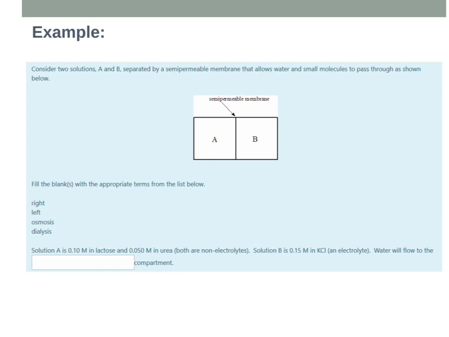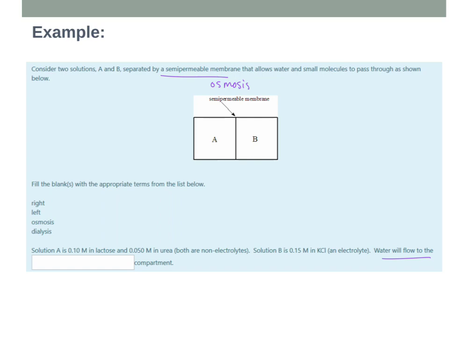So here's something you might see in my class. Consider two solutions, A and B, separated by a semi-permeable membrane. That's your clue that we're talking about osmosis here. It allows water and small particles to pass through, but we're supposed to assume that none of the particles we're talking about can pass through, just water. And we want to know, will water flow to the left compartment or the right compartment? And we're told what the concentrations are on the left and the right.